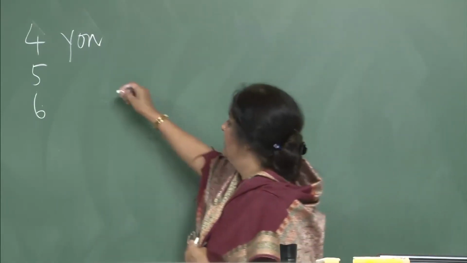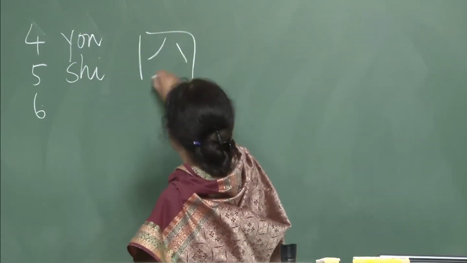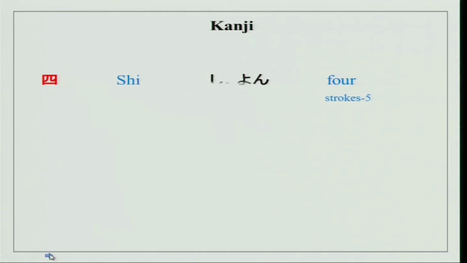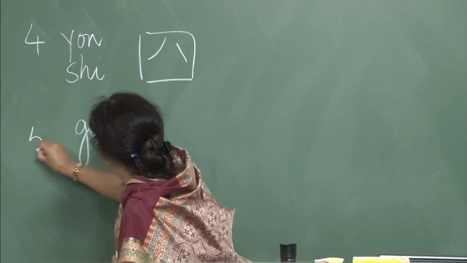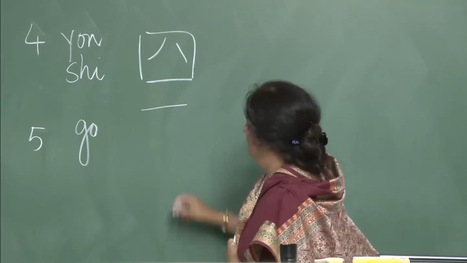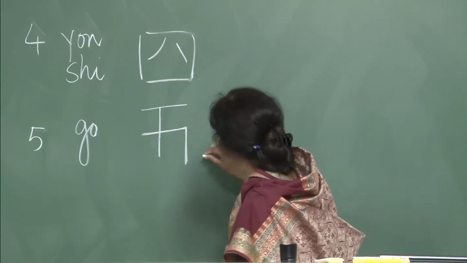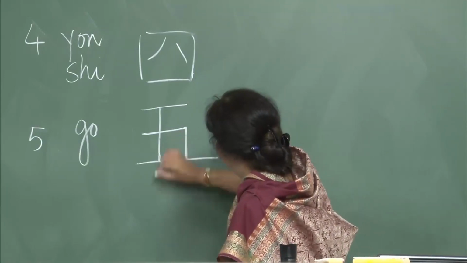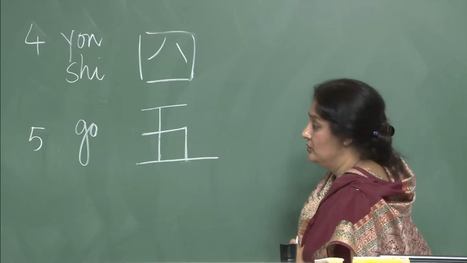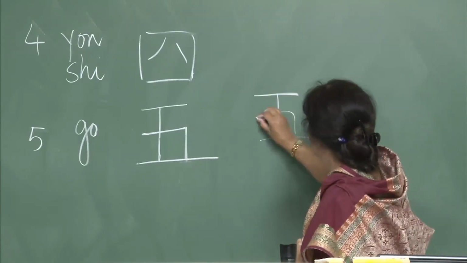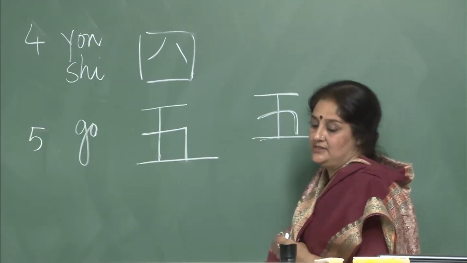Yon has 2 readings. You have done yon and shi. The kanji is the same, yon. You can see it over here. Shi or yon. This is how it is to be made. Then we go on to the next character, which is go. 1, 2, 3. Similar to this one, 3 and 4. Like this, 4 strokes to the character go, 5. Once again, 1, 2, 3 and 4. Please remember, 1, 2, 3, 1 stroke and 4. This makes it go.